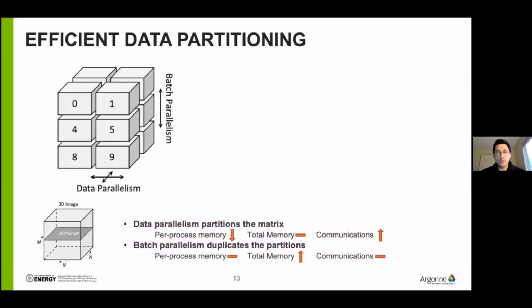The first optimization that we implemented was basically data partitioning. So assume that this is our 3D volume. We can perform data partitioning in two ways. We can perform the batch parallelization and the data parallelization. So batch data partitioning here focuses on the partitioning on the Z dimension.